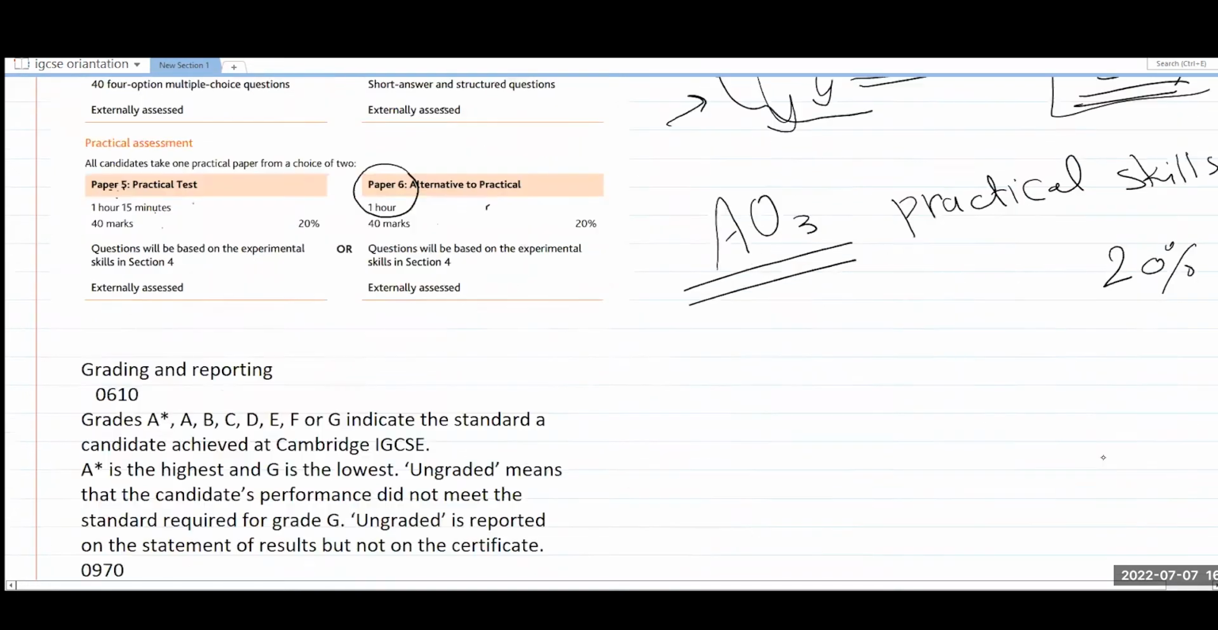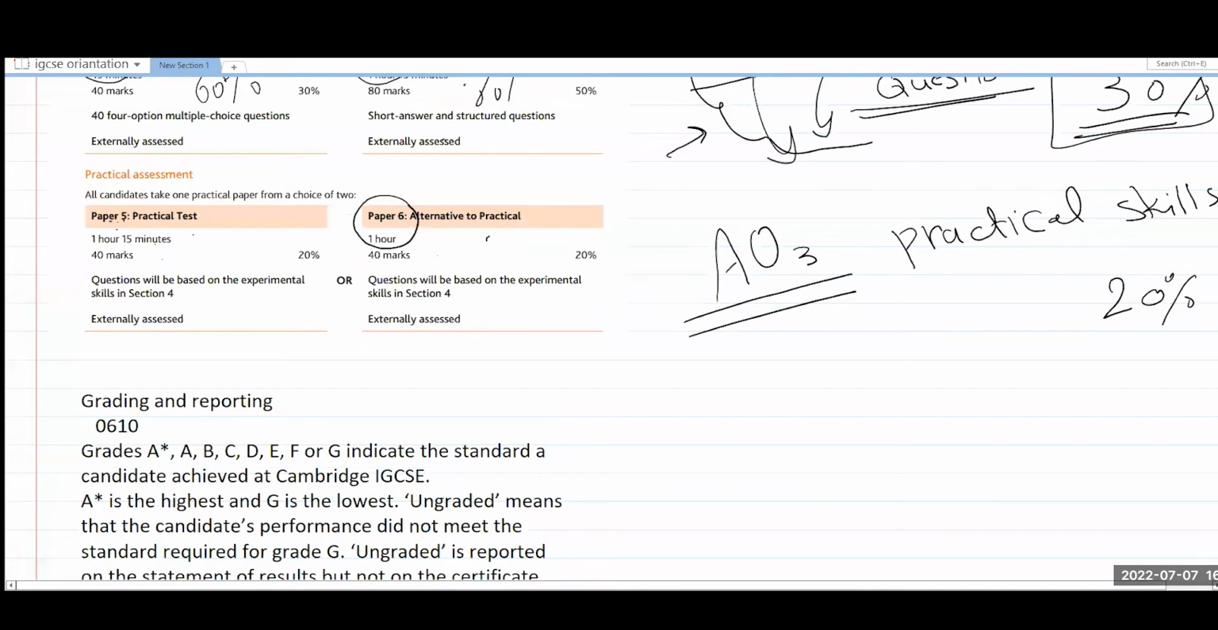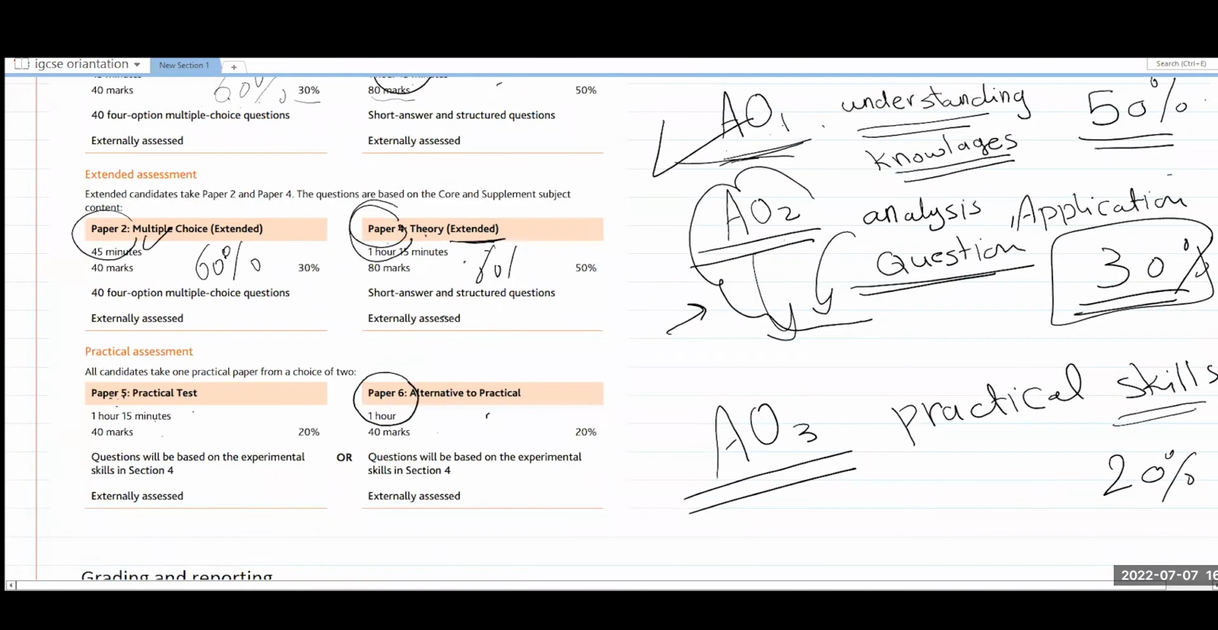Okay. Practical skills. Yeah, it's fine.